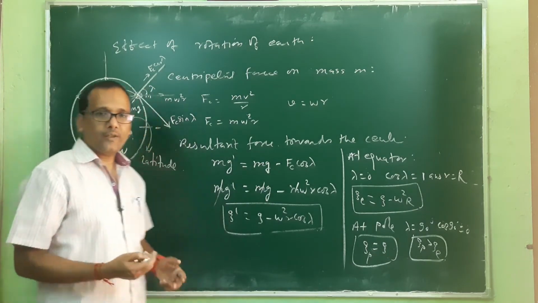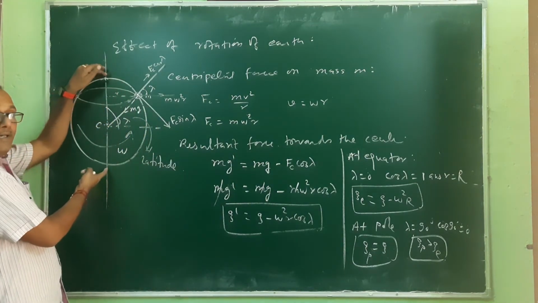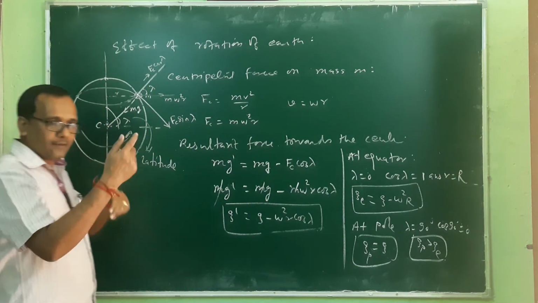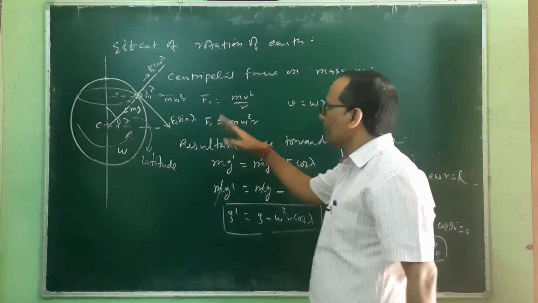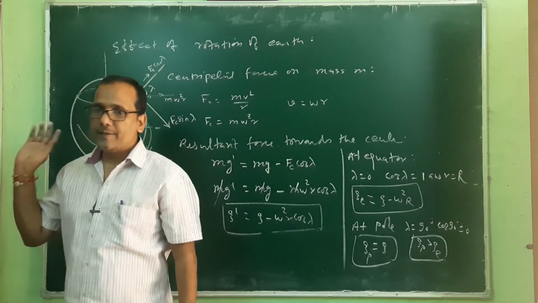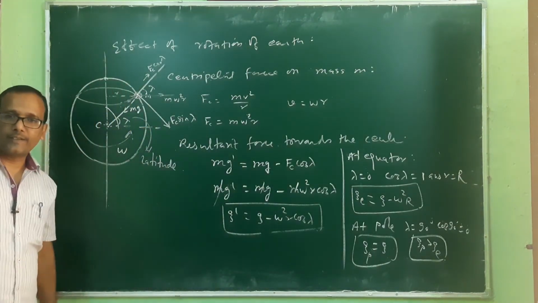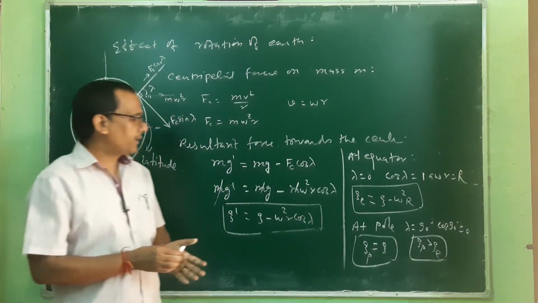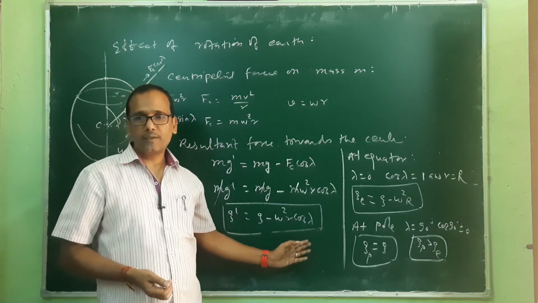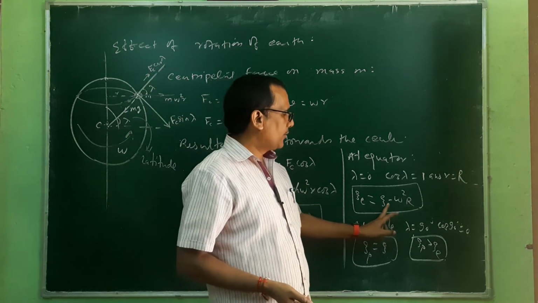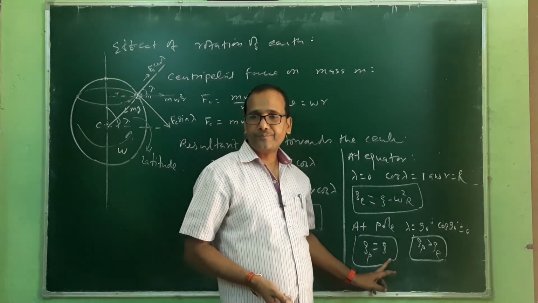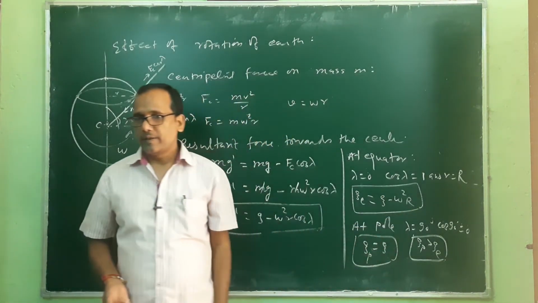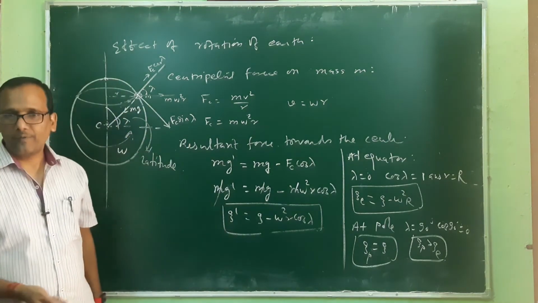One effect is the size, the radius. By using the radius of our Earth at the pole and equator, the acceleration due to gravity is different. Gp is always greater than Ge, and we can also see the effect of the rotation of our Earth. Ge is equivalent to g minus omega square R, and Gp is equivalent to g. So we can also observe the effect of rotation of the Earth.